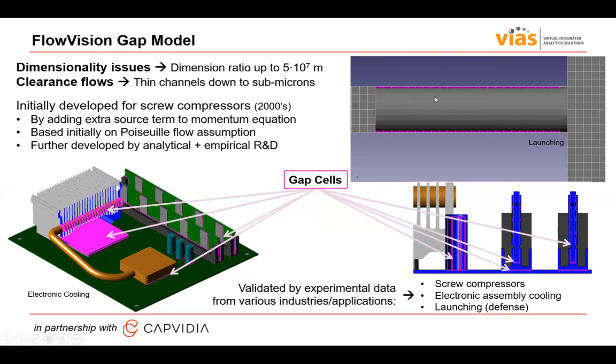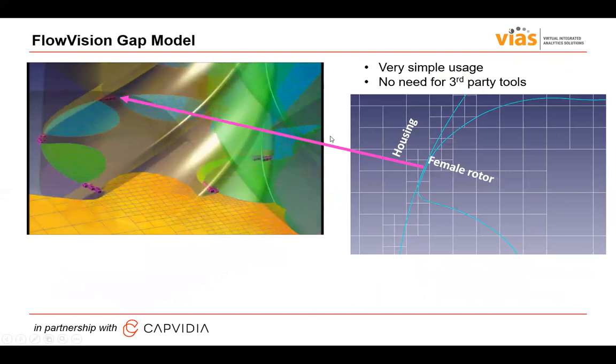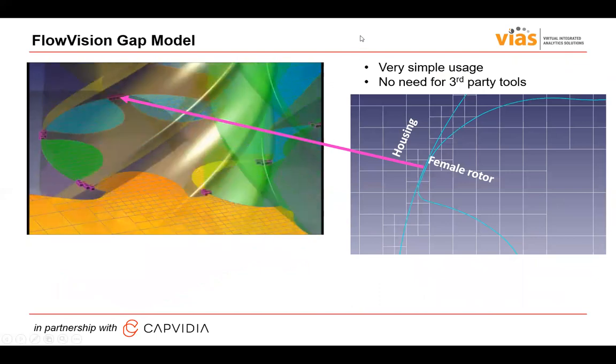This is a very typical example of a dimensionality problem. Here you have a very small clearance, and then you have a large region. You will most probably adapt the cells upstream and downstream of this ammunition piece, but still here you have a very small gap. And the gap model allows resolving the flow in this area with only one row of cells, as you can see in this picture.